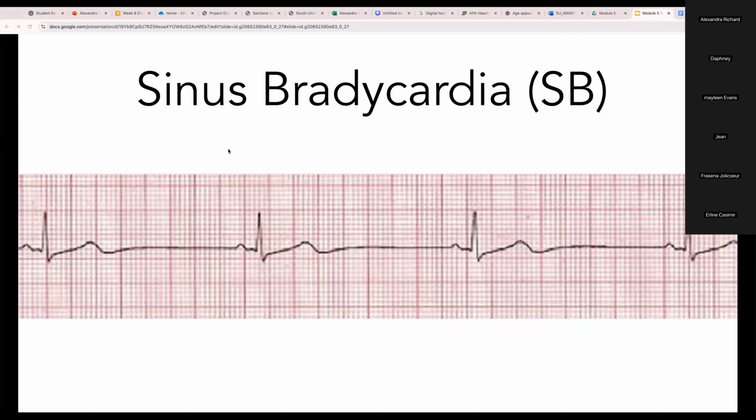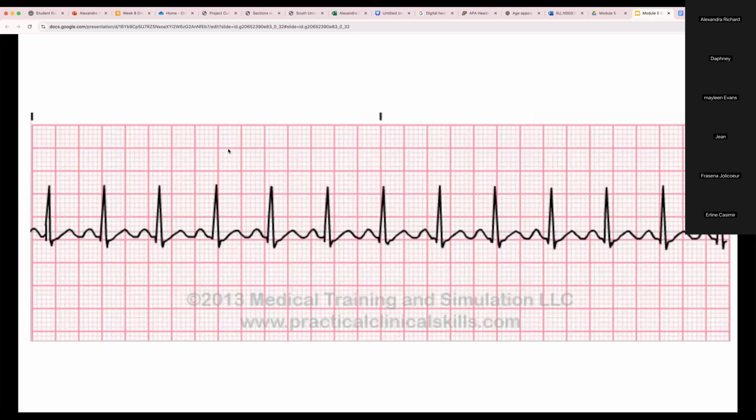And if atropine is ineffective, what do we do next? Transcutaneous pacing, right? So if atropine is ineffective, then we do transcutaneous pacing. Then if transcutaneous pacing is ineffective, we do transvenous pacing. And the final step is to have a pacemaker inserted. Okay, next rhythm, is this sinus and what is the heart rate?